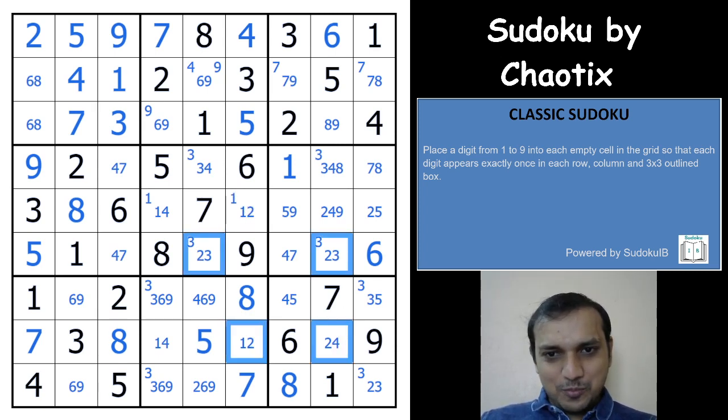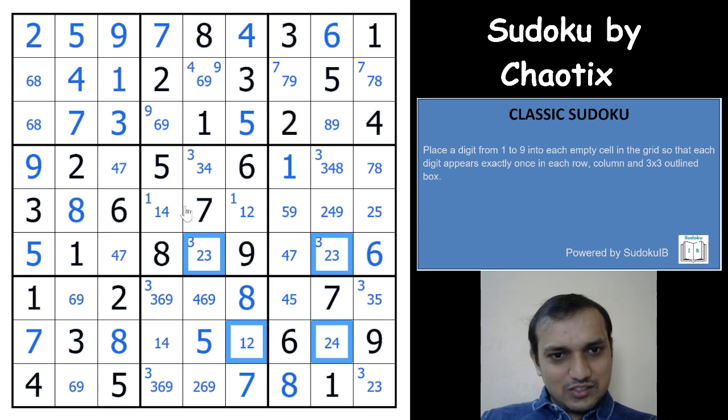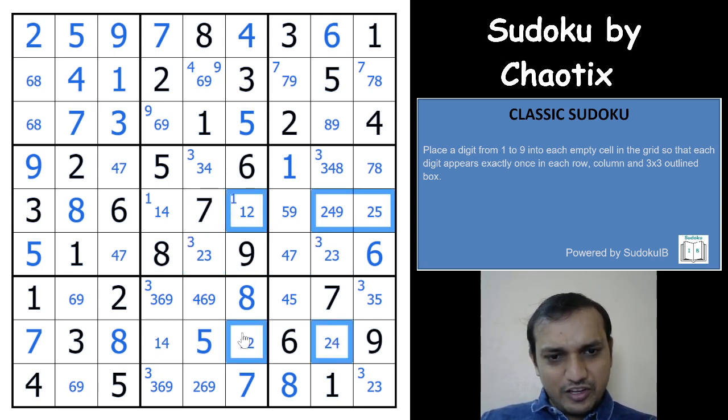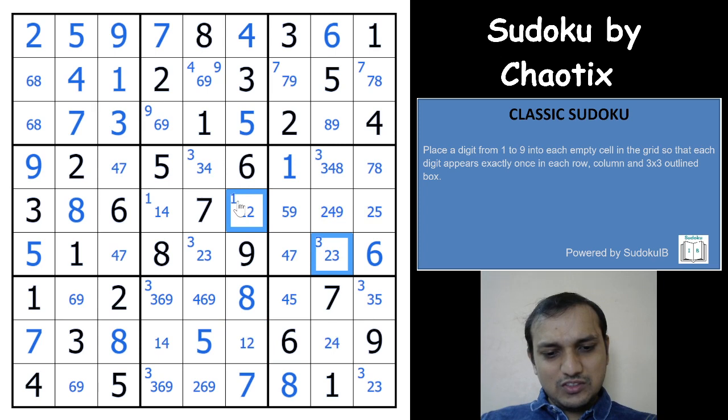So I have a skyscraper of 2, which means if I have a 2 here, in this row 2 would have to be here, in this row 2 would have to be here, right? So one of the ways is this. Second way is I have a finned X-wing of 2, which means if I have a 2 here, this row I would have a 2 here, and this row I would have a 2 here. Amazing. So I can eliminate 2 from this cell and from this cell. Both of these cells cannot have a 2.